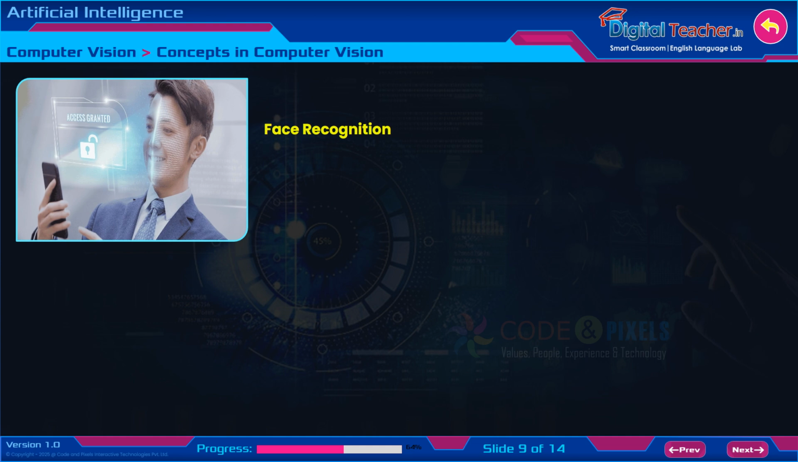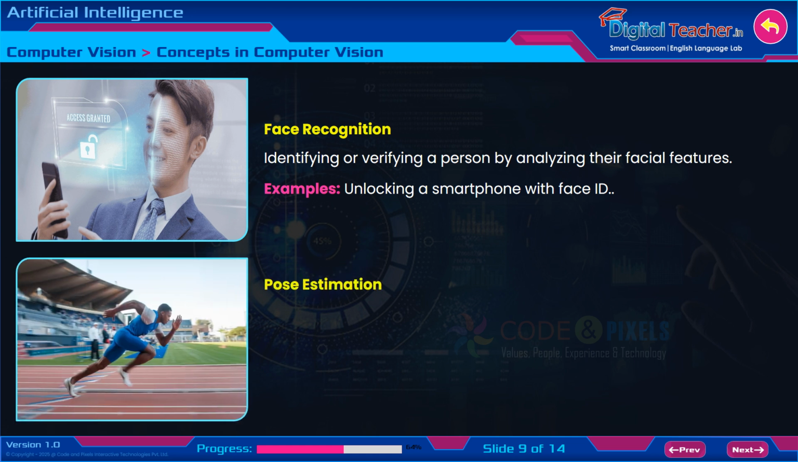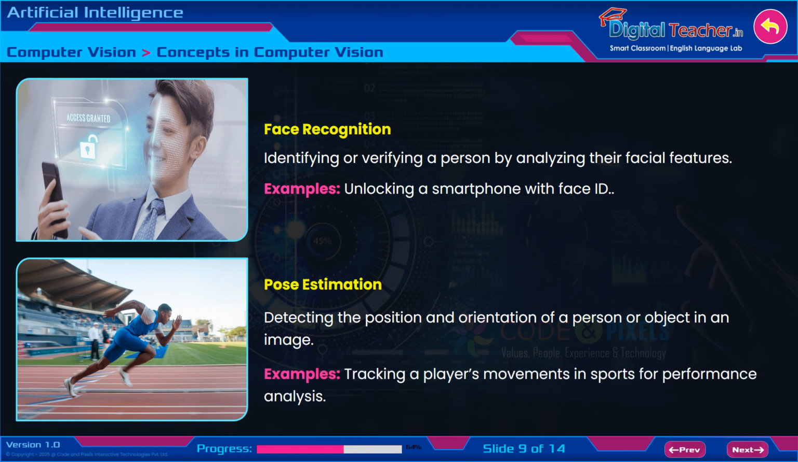Face recognition: identifying or verifying a person by analyzing their facial features. Example: unlocking a smartphone with Face ID. Pose estimation: detecting the position and orientation of a person or object in an image. Example: tracking a player's movements in sports for performance analysis.